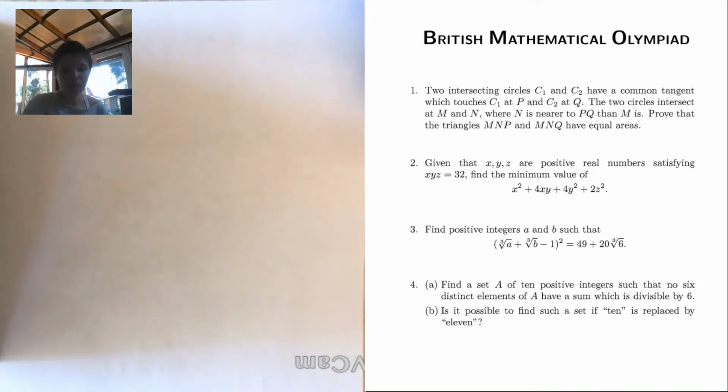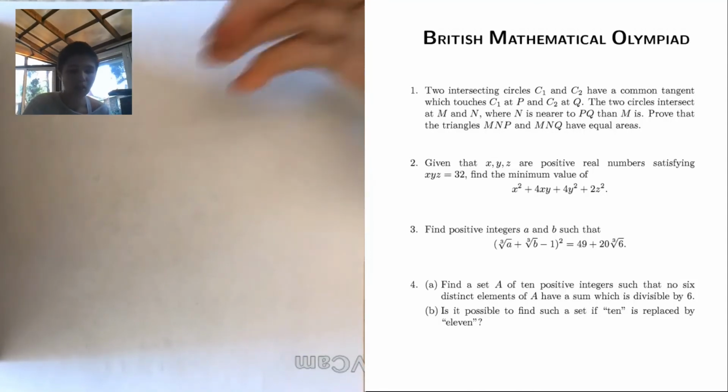For number 4, part A, find a set of 10 positive integers such that no 6 distinct elements of A have a sum which is divisible by 6. Here I say just play around with numbers. It might take you a really long time, it might take you a really short time if you stumble upon the correct way to construct them really quickly.